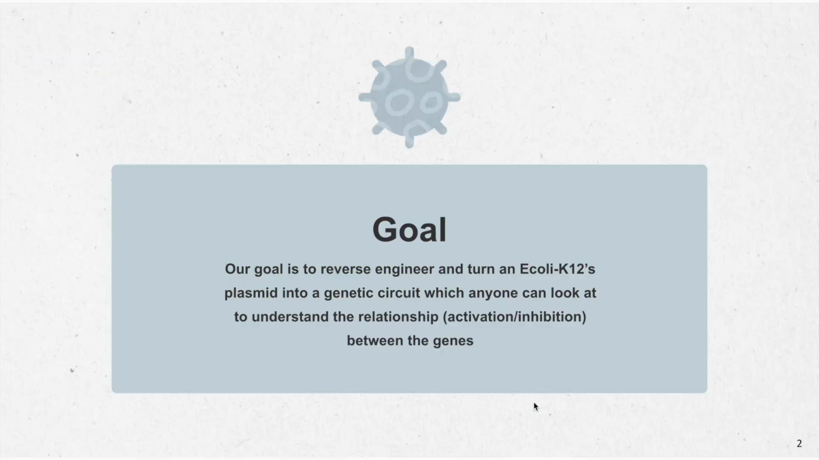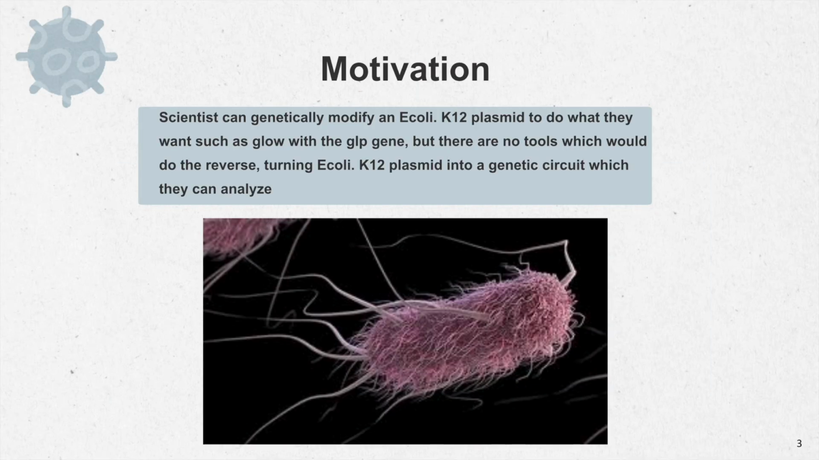AutoGene. Our main goal is to reverse engineer and turn an E. coli K12 plasmid into a genetic circuit which anyone can look at to understand the relationship, like activation and inhibition, between the genes. Our motivation is that scientists can genetically modify the E. coli K12 plasmid to do what they want, such as glow with GFP genes, but there are no tools which would do the reverse. Turn the E. coli K12 plasmid into a genetic circuit which they can analyze.